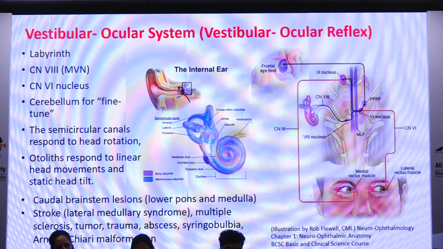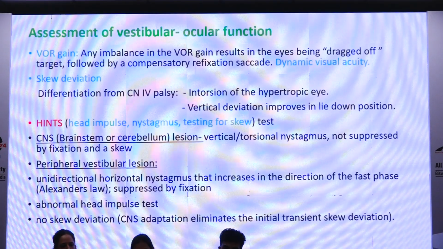What lesions can occur in the lower pons and medulla? If affected by any lesion, they are going to affect the vestibular system. How do we test that clinically? We assess with the head impulse test. We rotate the head suddenly by 20 degrees and see whether the eye moves properly in the opposite direction or not. Then we see whether there is any nystagmus or not, and also whether there is skew.